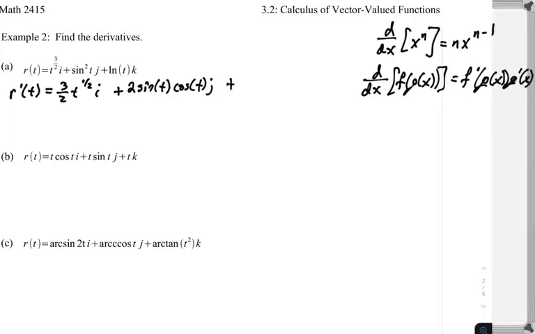Okay, and then lastly, we're going to take the derivative of the natural log of t, which is 1 over t, and then don't forget our k. So the derivative of the natural log of x is 1 over x.